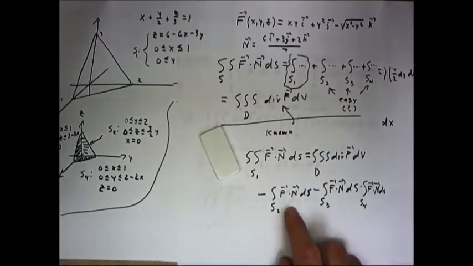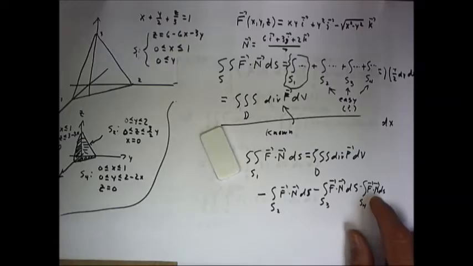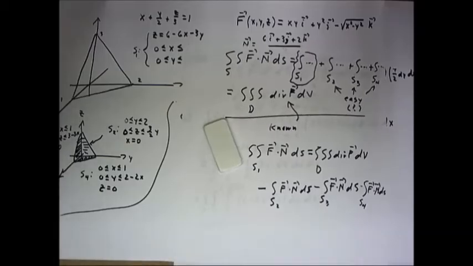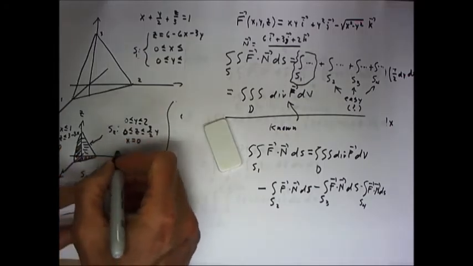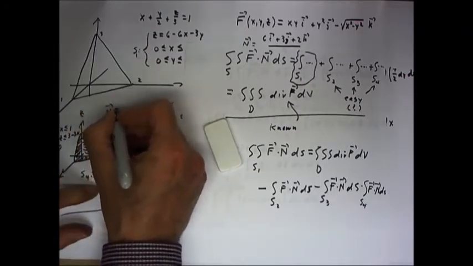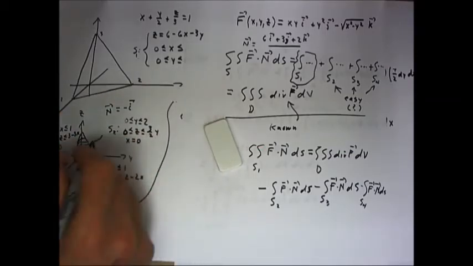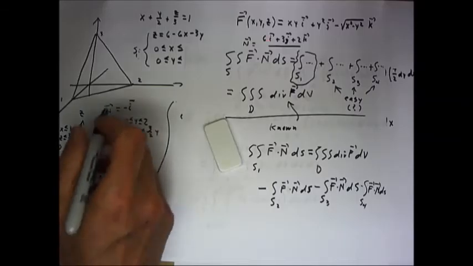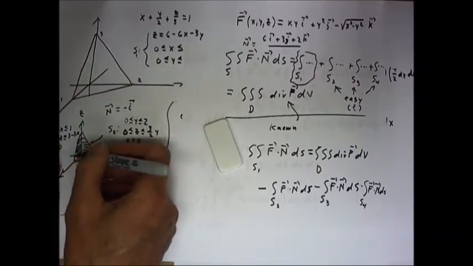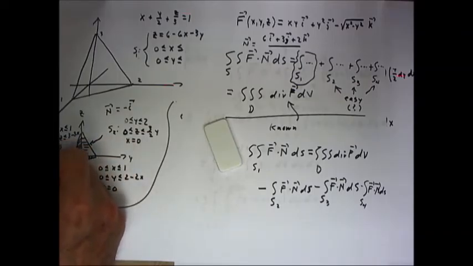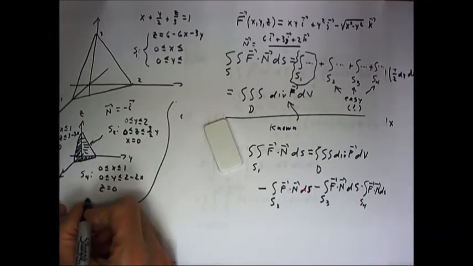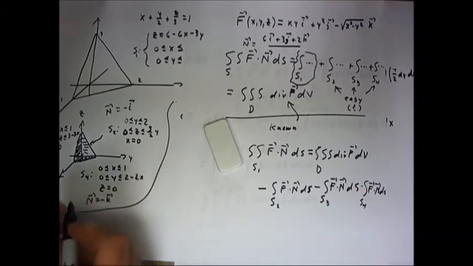Now, it wouldn't be a bad exercise for you to actually write out what these integrals would be. We've defined S2, S3, and S4. The vector normal to S2 would be what? Negative i. What's normal to this triangle and facing outward from the region? Negative i. Normal to this triangle facing outward, the normal vector would be negative j, and on S4 the normal vector would be negative k.